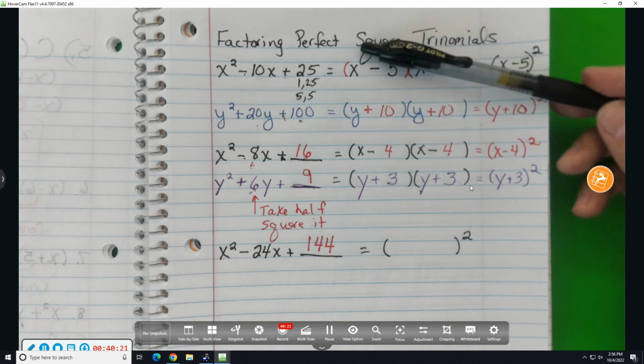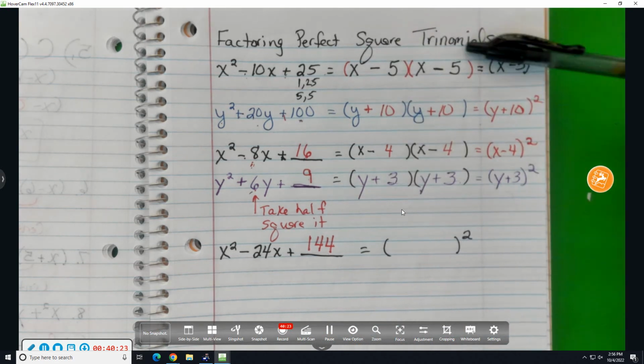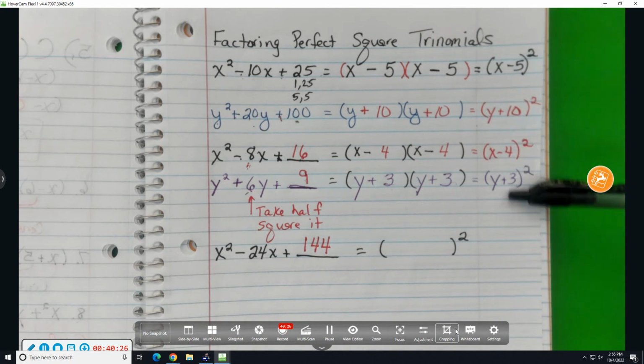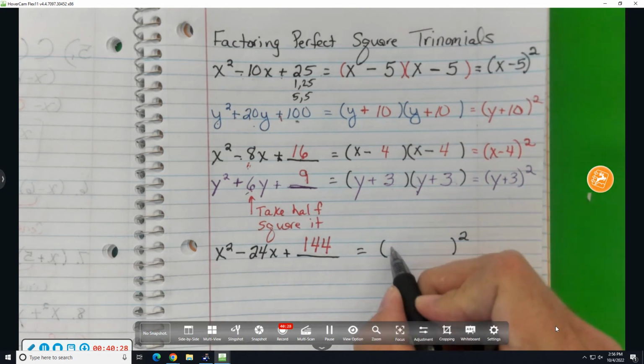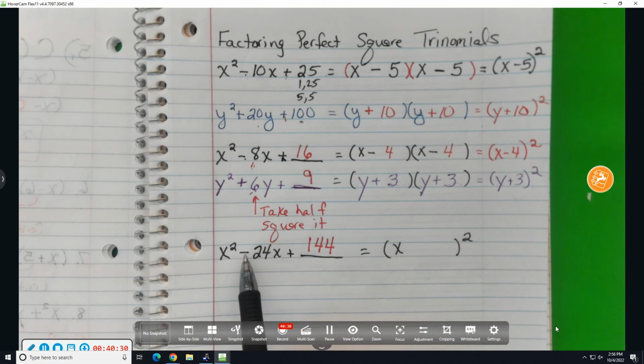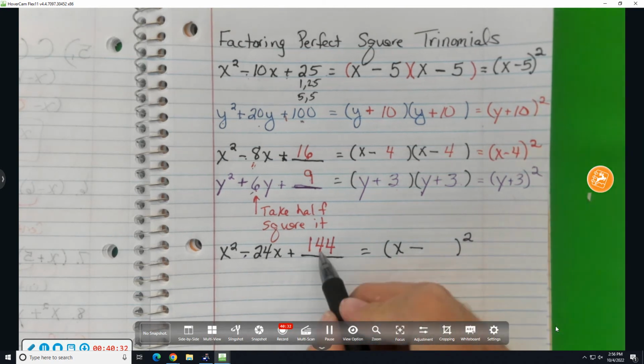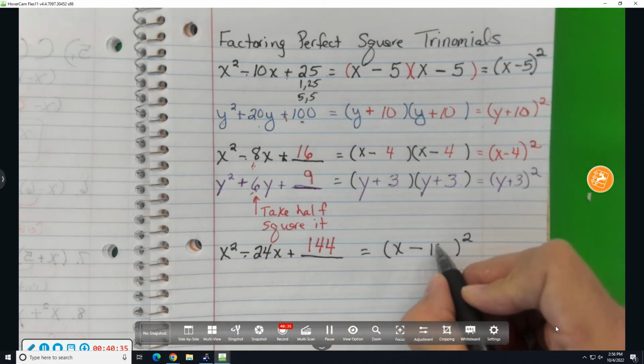We're going to skip these steps here. Minus 12. I'm just going to go straight to this one. It would be x, plus or minus, minus, and then the square root of 144 is 12.